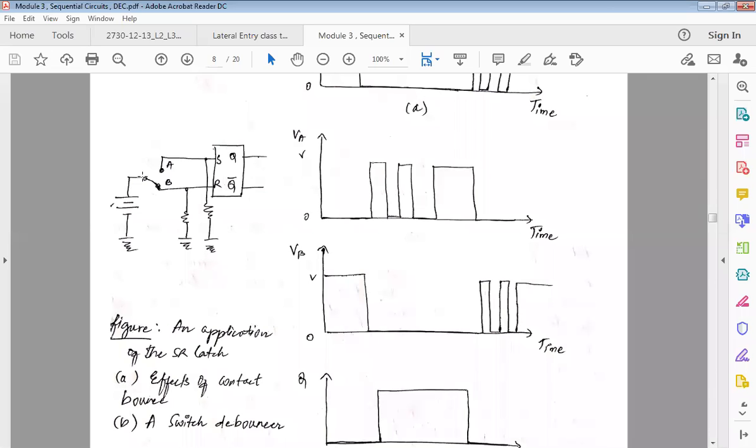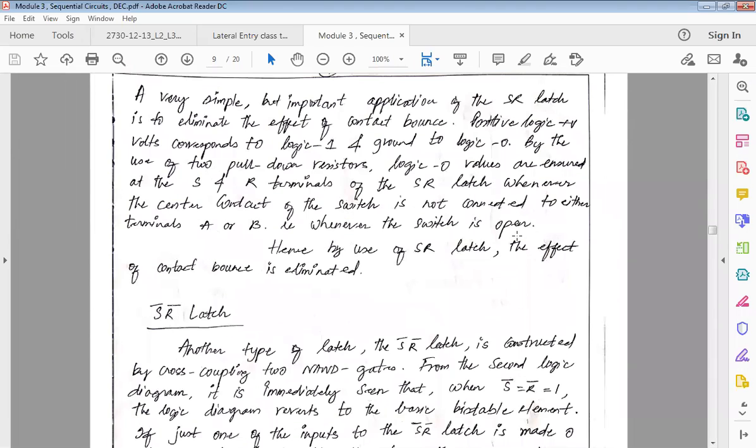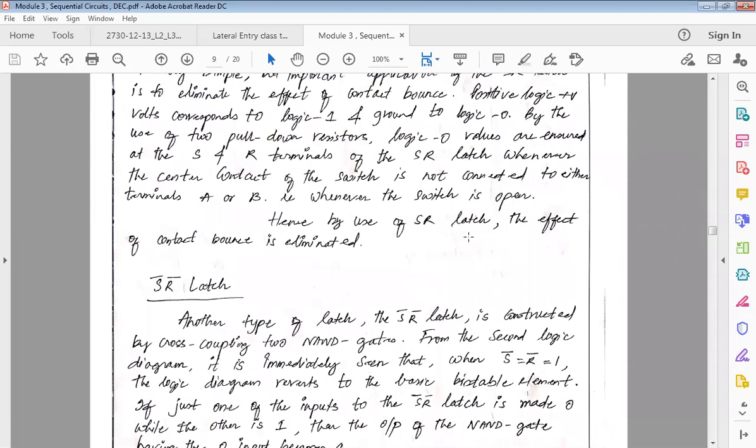Now see, one of the terminals is connected here, which means A is left open. Since A is left open, these values are grounded with the help of the resistor. Whatever values might be here, those values are all grounded. Which means it will not allow these on-off spikes to happen, because as soon as the value comes through, it will get grounded. So whenever the switch is open, by the use of the SR latch, the effect of contact bounce is eliminated.